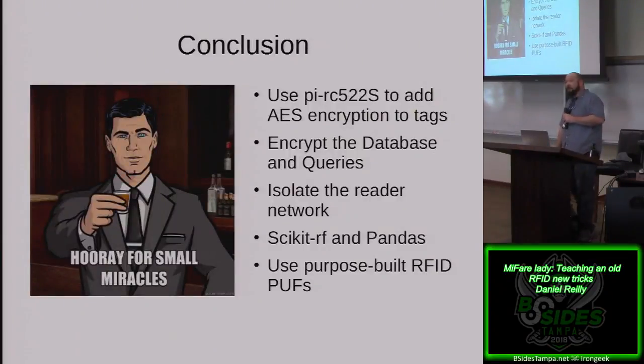Alright, and then in conclusion, we're going to use the PyRC522 safe to add AES encryption. We're going to encrypt all our databases and queries so that they're not leaky. We're going to isolate our readers off of our regular networks. Scikit-rf and Pandas are what I was using to create the plots and do all of the math stuff. Really fun. And then we're going to use purpose-built RFIDs.